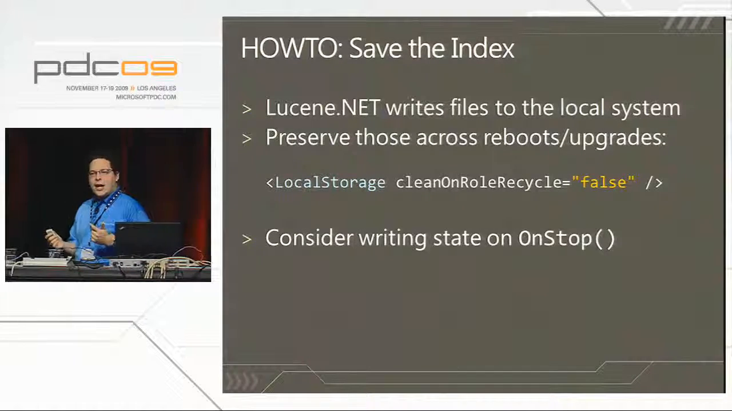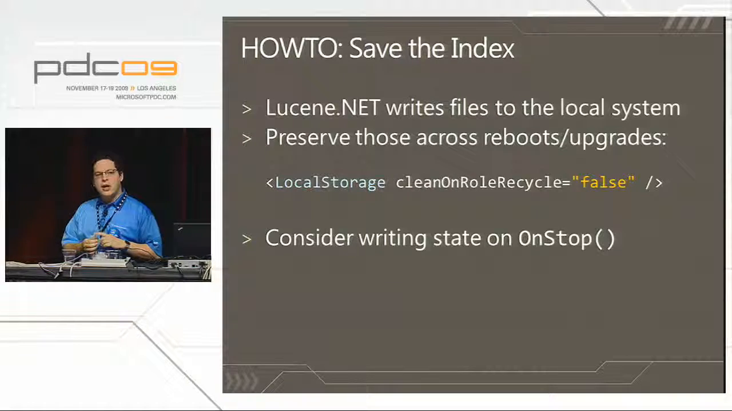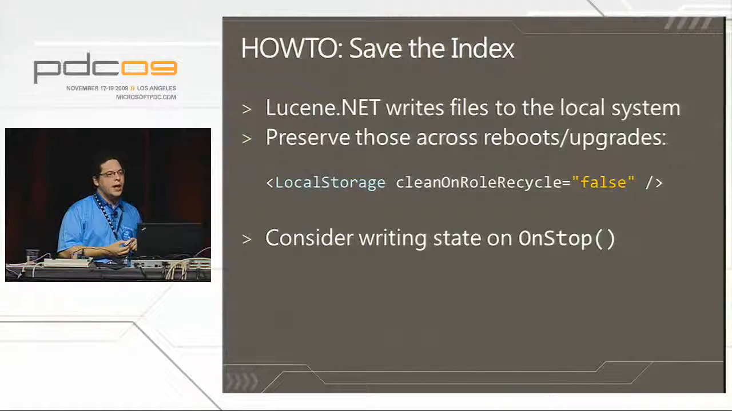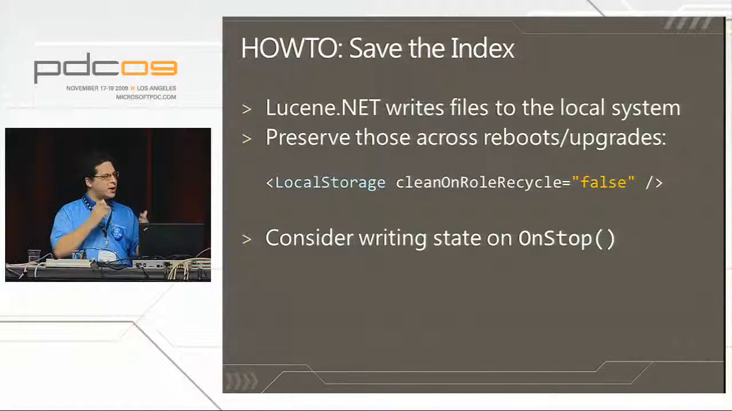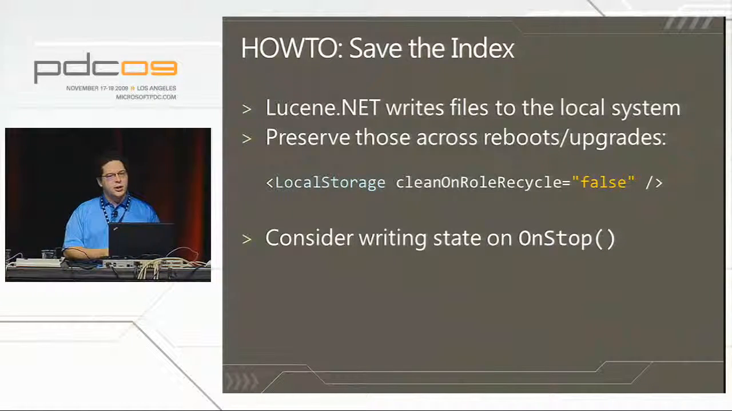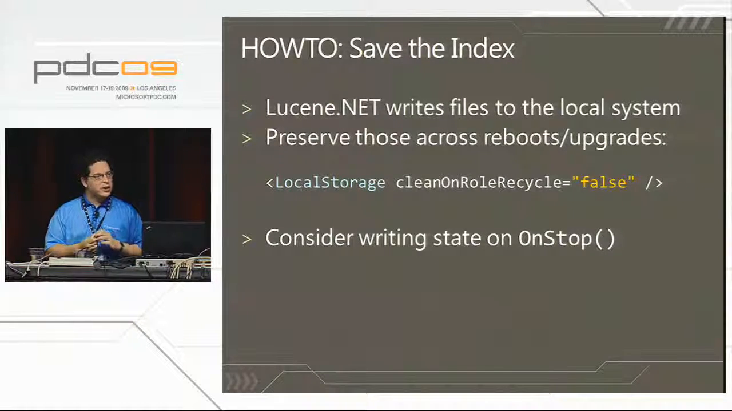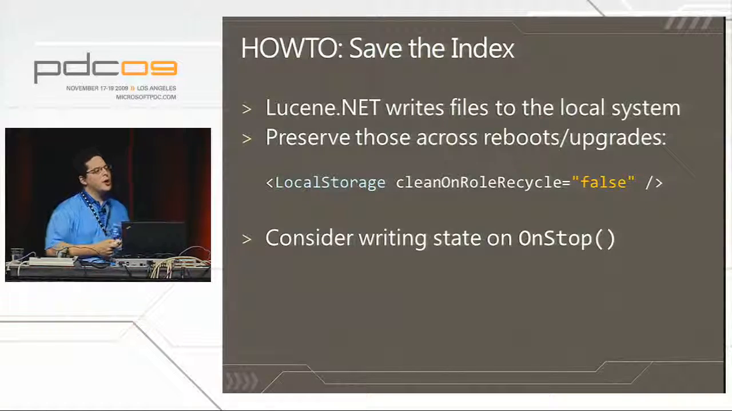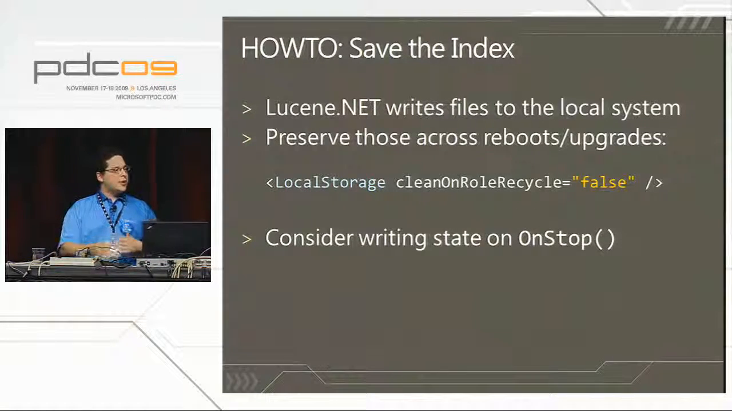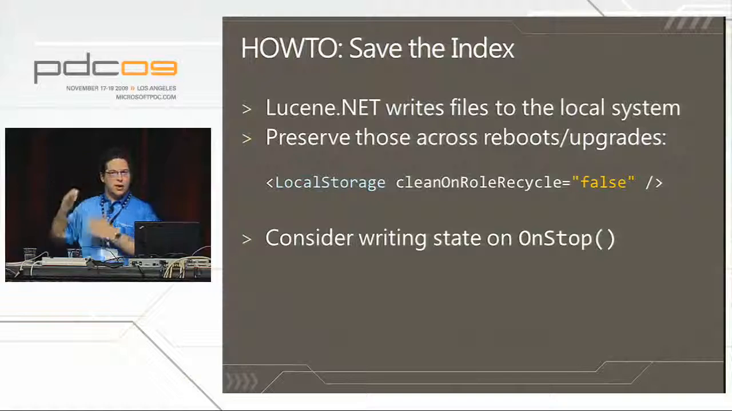OK, what about the index? So now we're going to get back to what I left hanging, that get last row key. Remember, we're keeping track of the last one that we saw, and I didn't show you the code for where that get last row key stuff was, and I'll show it to you now, because Lucene.net writes files to the local file system. So it keeps everything in RAM, but it also writes to the disk.